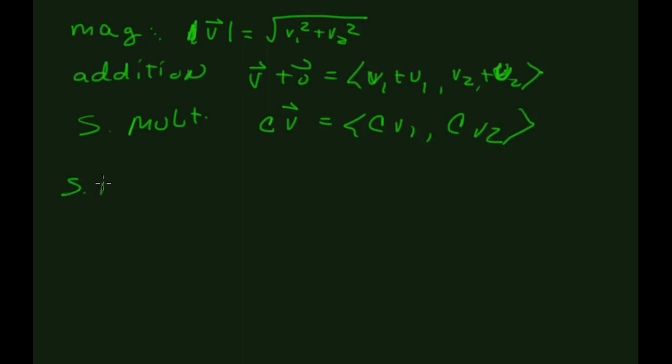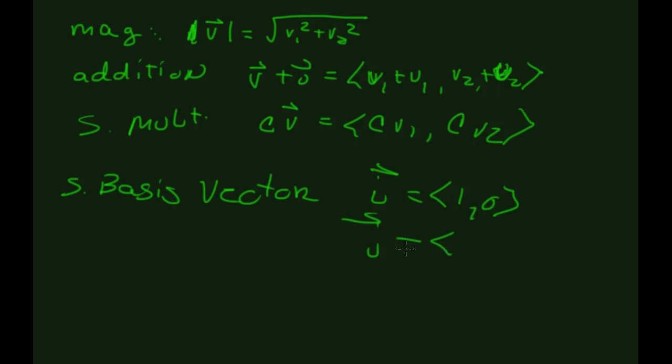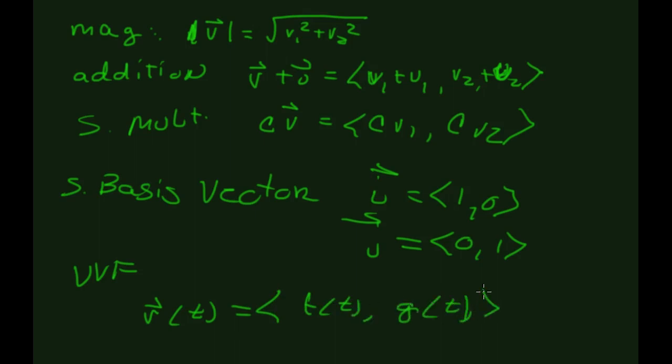We have the standard basis vectors, which is i being 1, 0, and j being the vector 0, 1. And then finally we got into vector valued functions, where the vector at time t will be described as some function of t for the x and some other function of t for the y component of the vector.